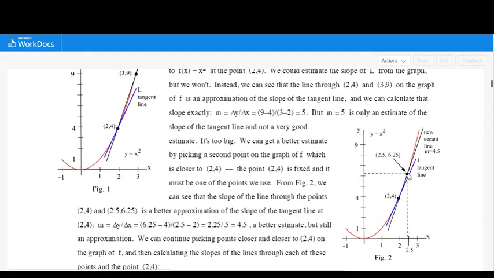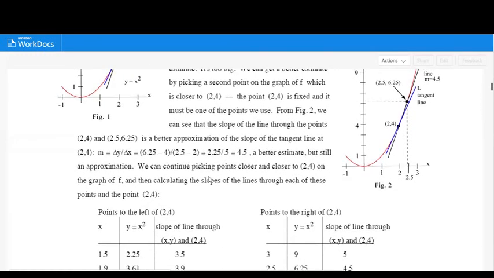So dito sa figure natin, figure 2, instead of having (3, 9), this one here, ito yung kinuha again, another point closer to (2, 4). So (2.5, 6.25). So if we try to solve for the slope, so here we have 6.25 minus 4 all over 2.5 minus 2. So 6.25 minus 4, that is 2.25 over 0.5. So that is 4.5. So now this is a better estimate, but still an approximation.